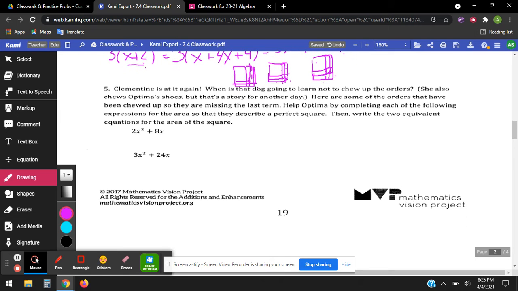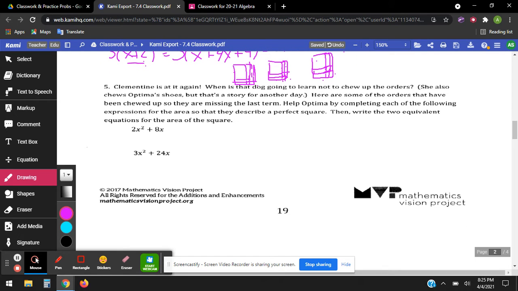All right, Clementine is at it again. This dog is going to learn not to chew up the orders. She also chews up her shoes, but that's another story. Here are some of the orders that have been chewed up, so they're missing the last term. Help Optima by completing each of the following expressions for the areas that describe a perfect square. Then write 2 equivalent equations for the area of the square.